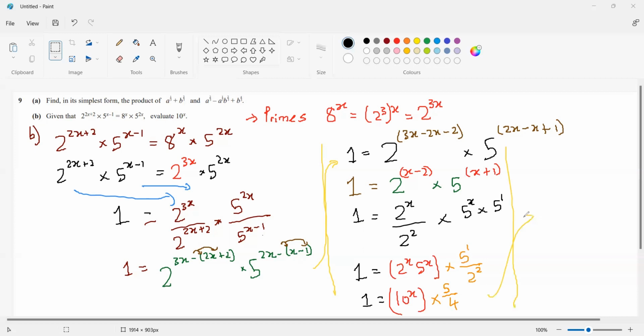Let's take note. So the answer is 10 to the power of x equals 1 times upside down 4 over 5. In other words, the answer is just 4 over 5.